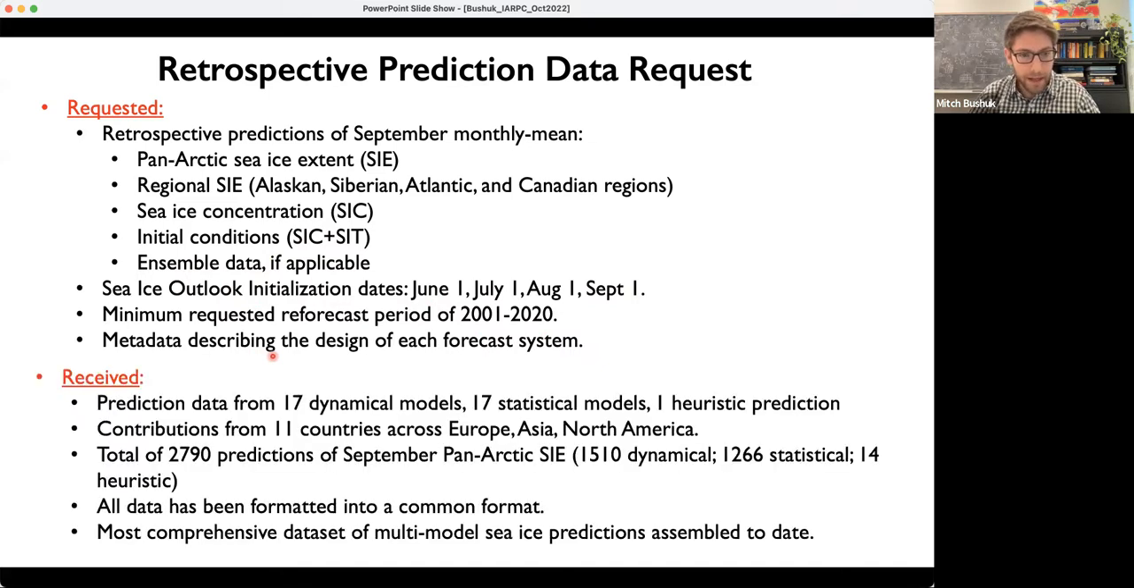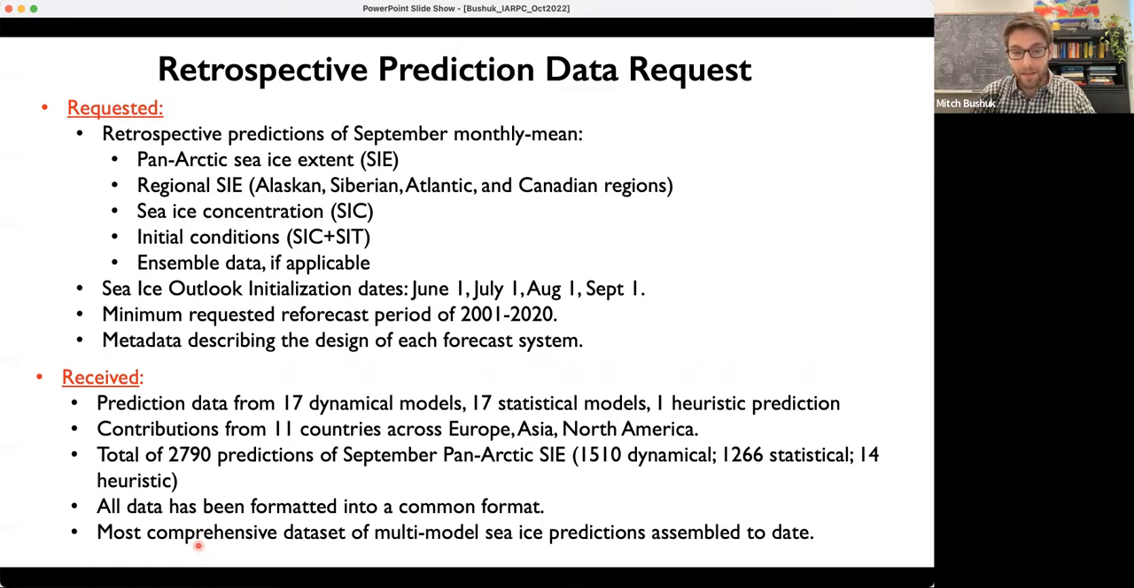We got prediction data back from 17 different dynamical models, 17 statistical models, and 1 heuristic prediction. And this was really a global effort. We got contributions from 11 countries spanning Europe, Asia, and North America. And this totaled nearly 3,000 independent predictions of September Pan-Arctic sea ice extent. After receiving the data, it has now all been formatted into a common format, which hopefully will make future analysis for others easier. And this represents the most comprehensive data set of multi-model sea ice predictions that's been assembled to date.